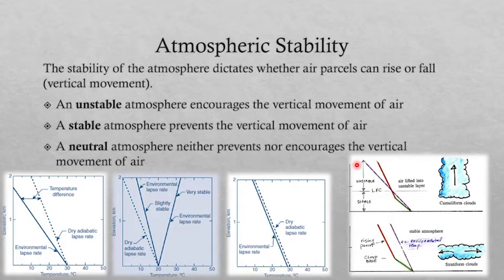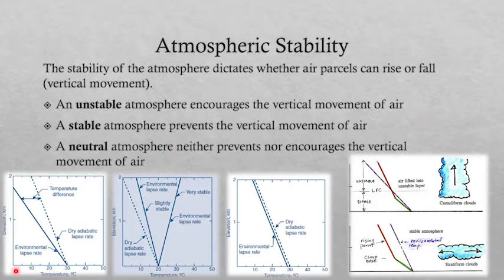Now let us dive deeper into what we call atmospheric stability, because the atmospheric stability will determine if we have a positive or negative lapse rate. The stability of the atmosphere dictates whether air parcels can rise or fall. This pertains to the vertical movement of air parcels. First, we have an unstable atmosphere. This encourages the vertical movement of air. So in a nutshell, we want to have an unstable atmosphere.